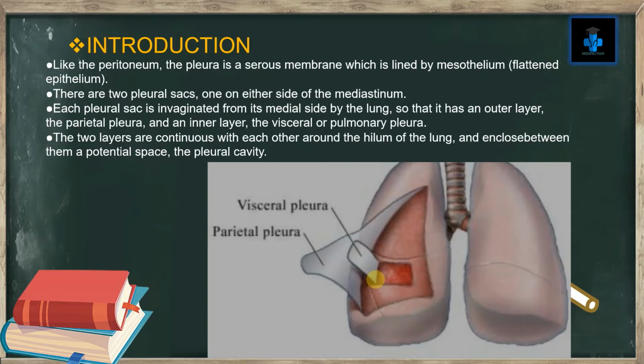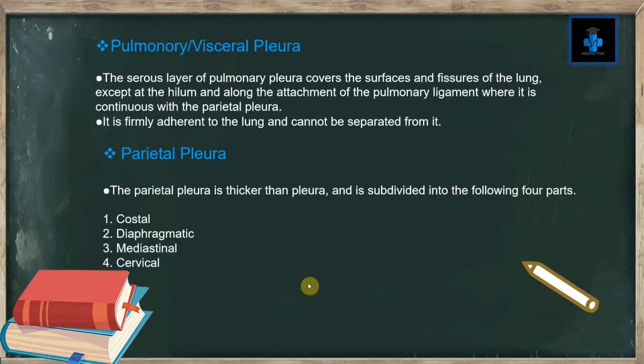The two layers are continuous with each other around the hilum of the lung and enclose between them a potential space, the pleural cavity. Pulmonary or visceral pleura. The serous layer of pulmonary pleura covers the surfaces and fissures of the lung, except at the hilum and along the attachment of pulmonary ligament, where it is continuous with the parietal pleura. It is firmly adherent to the lung and cannot be separated from it.